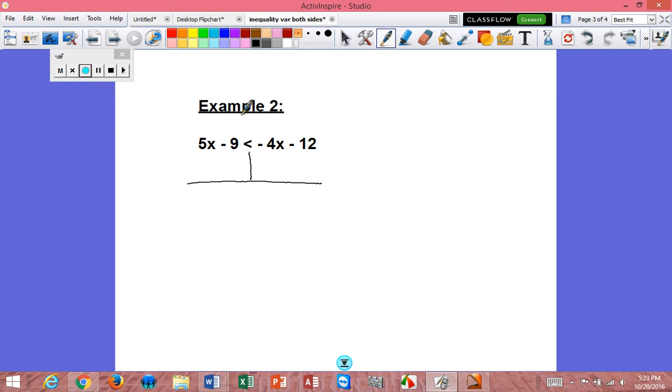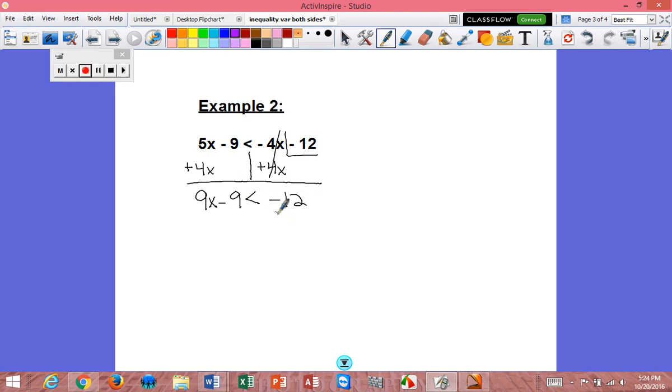Now I want to cancel one of the terms that has the variable in it. So again, I'm going to choose this term because it has the smaller coefficient. So I'm going to add 4x to each side. I'm going to carry down the symbol. 5x plus 4x is 9x. And I'm going to bring down the minus 9. We have a zero pair, and then we have a negative 12. Don't forget to bring down that negative symbol.